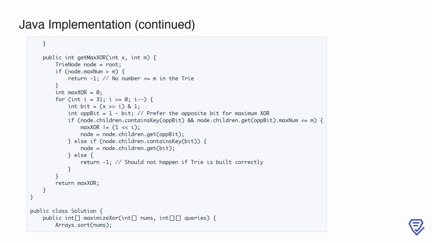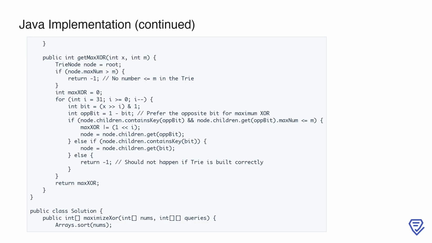We start by checking if the largest number in the tree is greater than m. If it is, we return -1 since there's no valid number to XOR with. Otherwise, we traverse the tree from the most significant bit to the least significant bit. For each bit, we try to follow the path that maximizes the XOR. This means preferring the opposite bit, as XOR gives the highest value when bits are different.